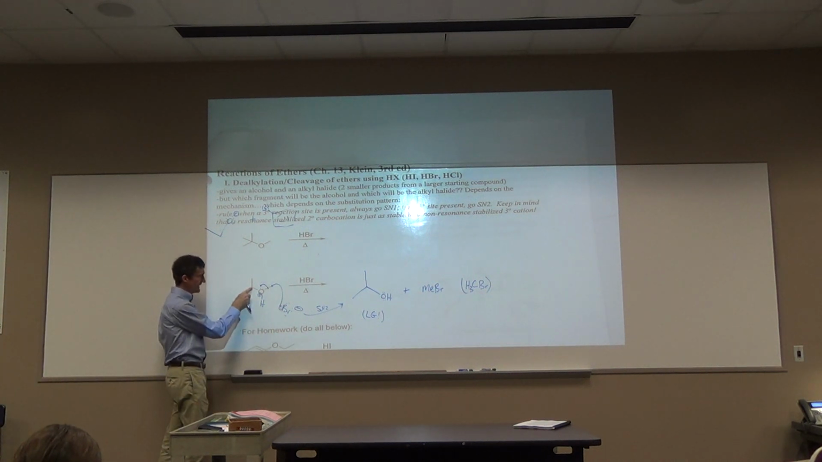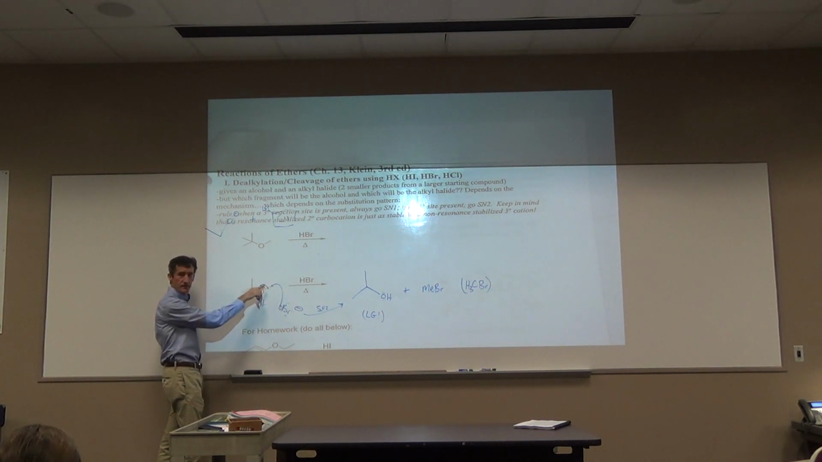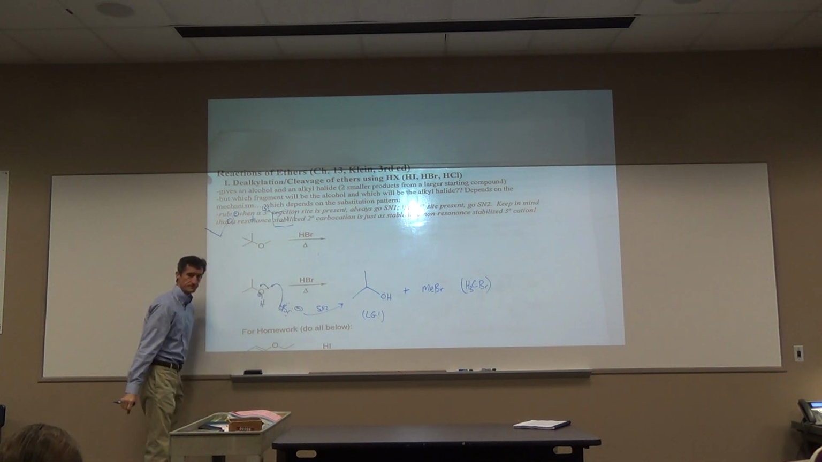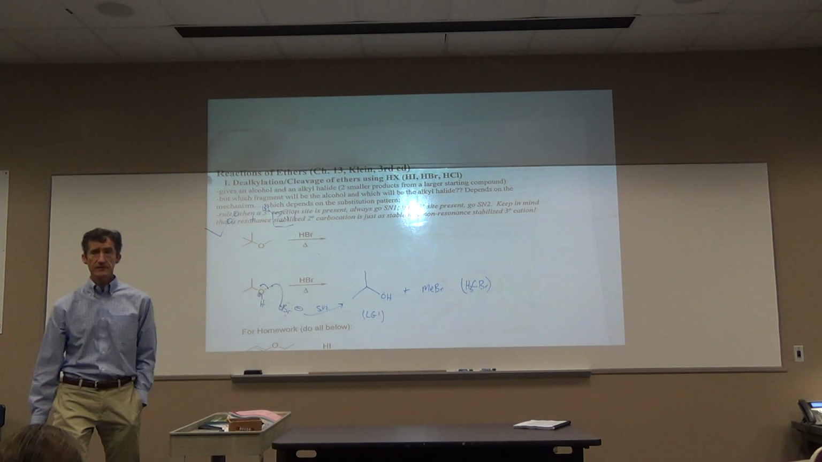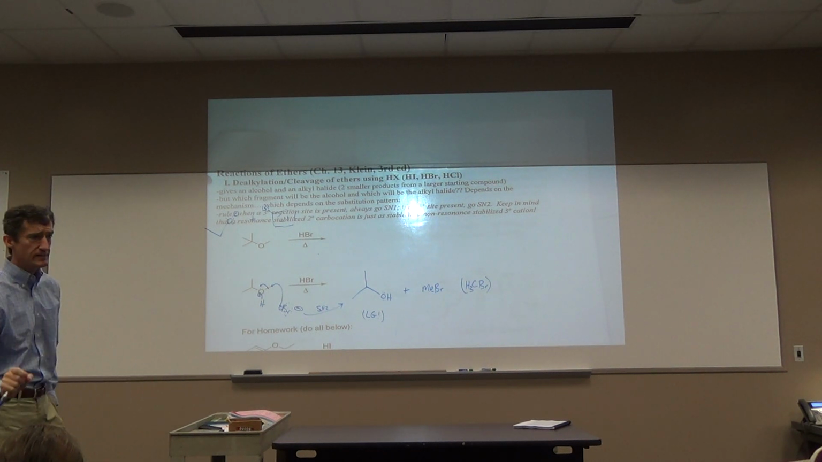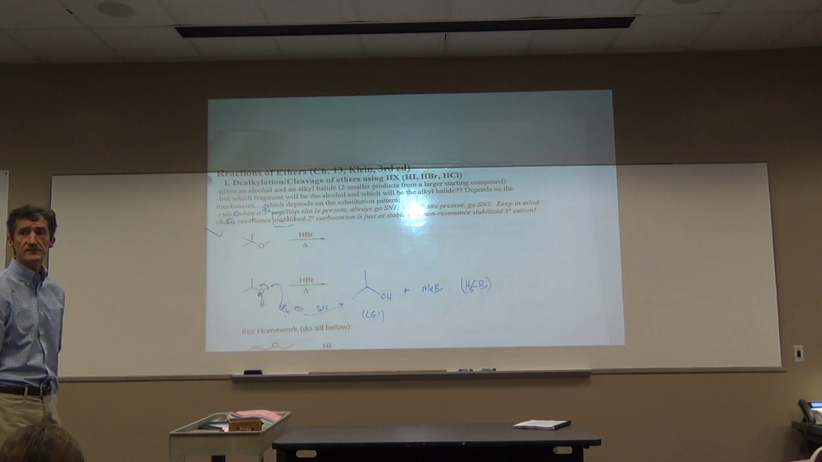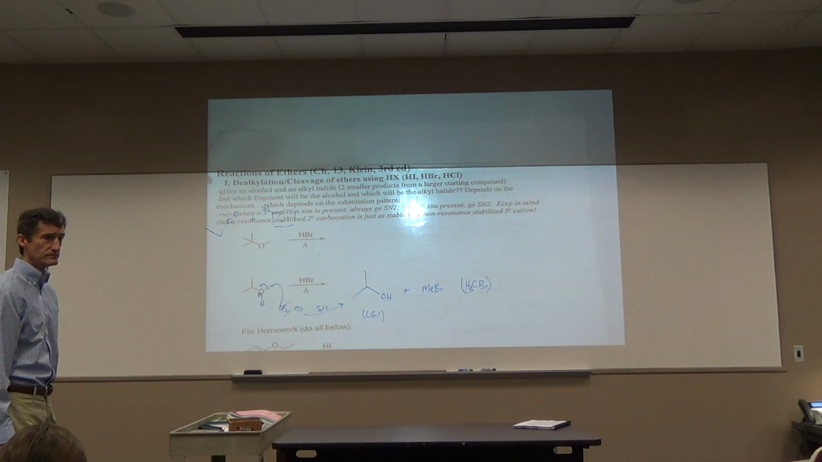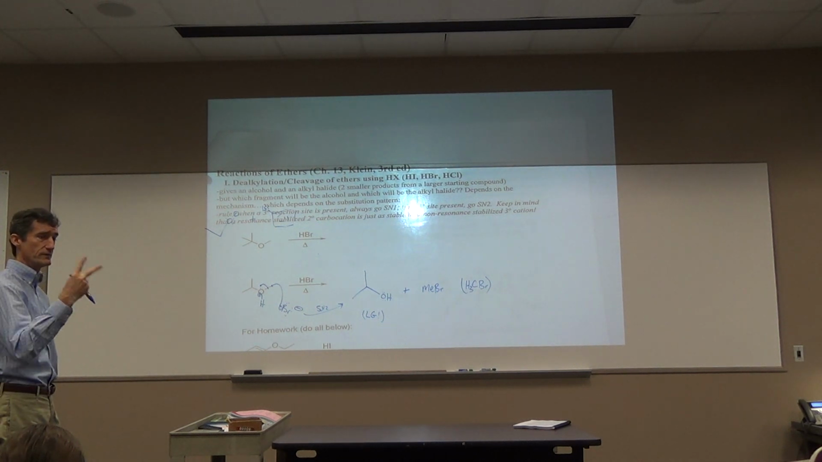Could the bromide have attacked here and kicked the oxygen off there? Theoretically, it could have. Why did it attack over there? Steric hindrance. SN2 is largely governed by steric hindrance. It's going to attack the least substituted carbon of the two.